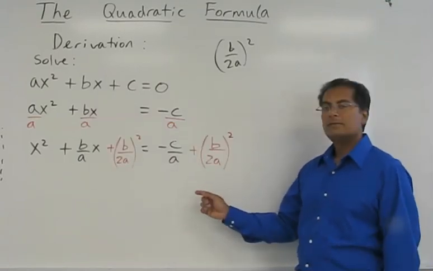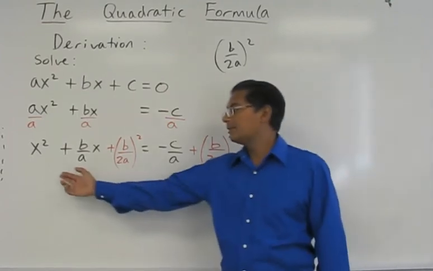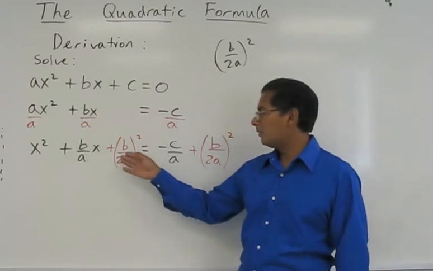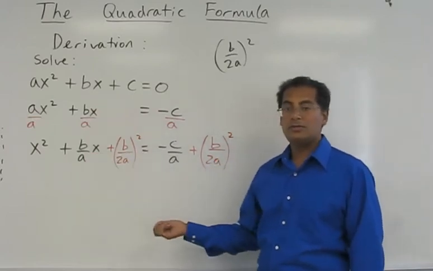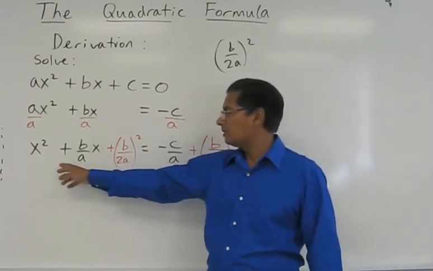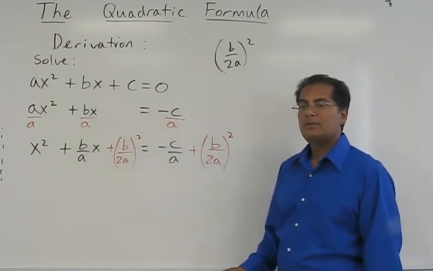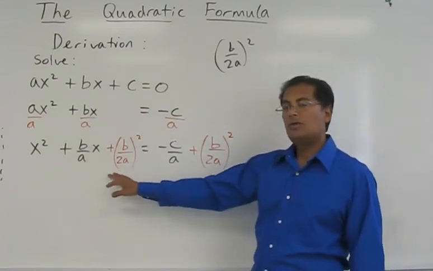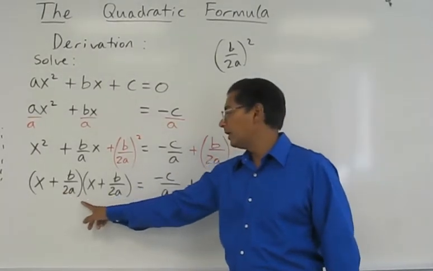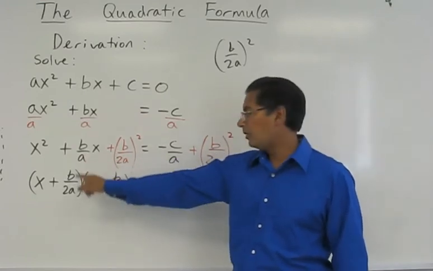Like this. And the next step, remember, was to factor the left side. And how did we factor this? Now this is all abstract a's and b's, we don't know what these numbers are. But remember, it factored into x plus half of this, all squared. So if we factor the left side, we're going to have x plus b over 2a times x plus b over 2a. So this is the factorization of this expression on top here.